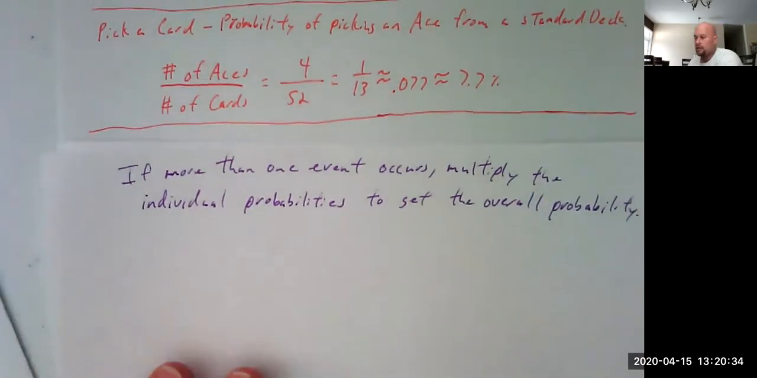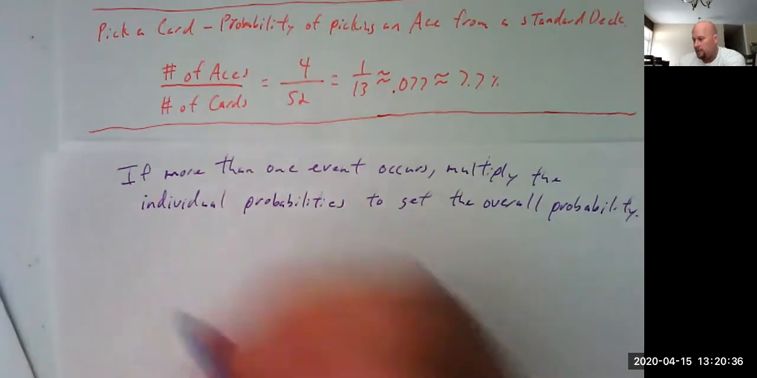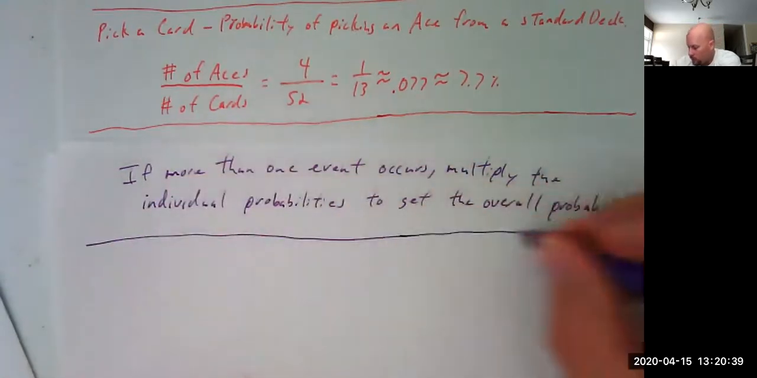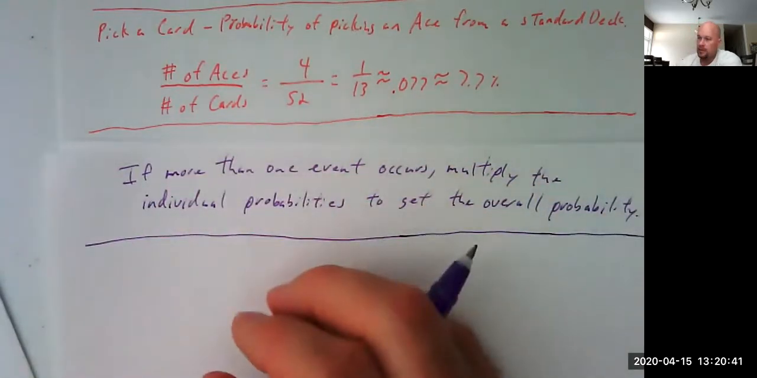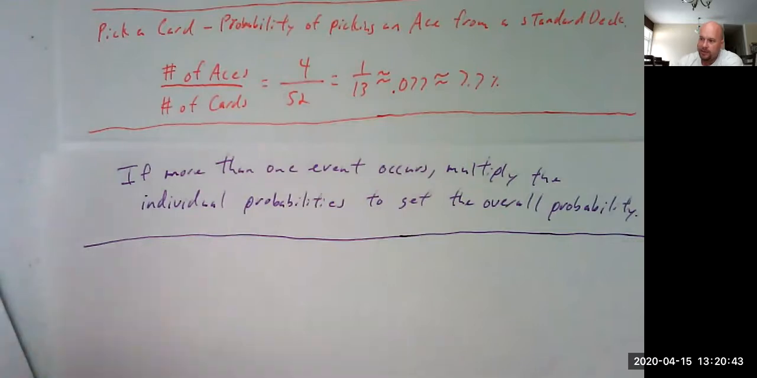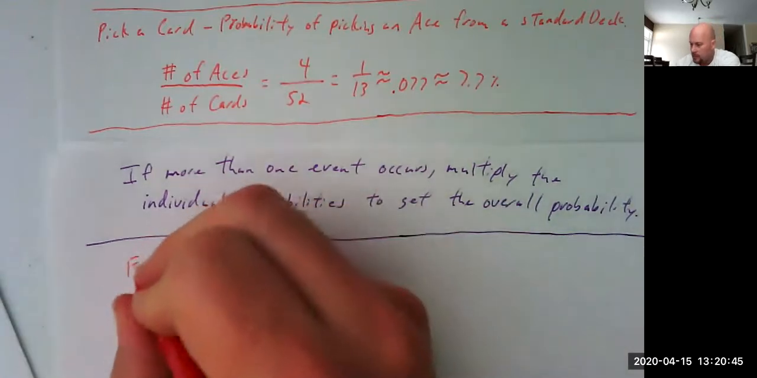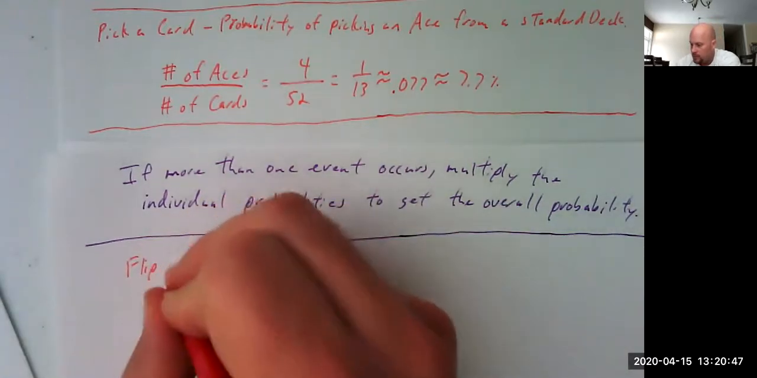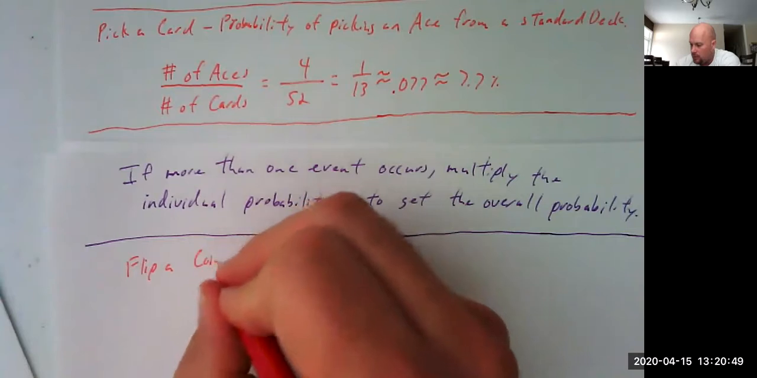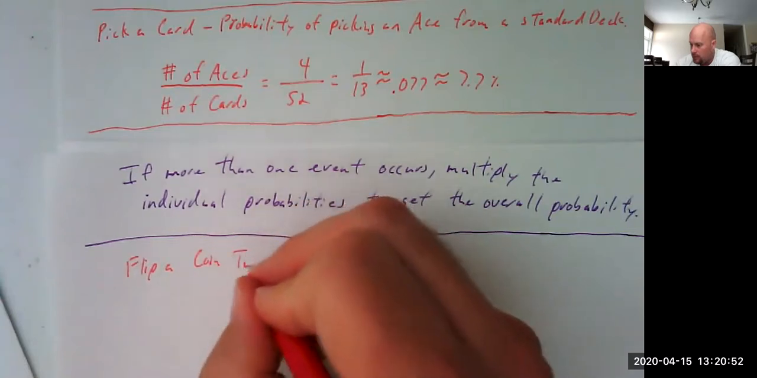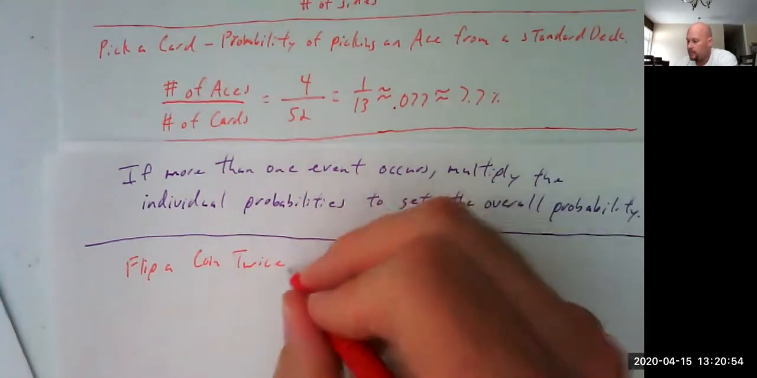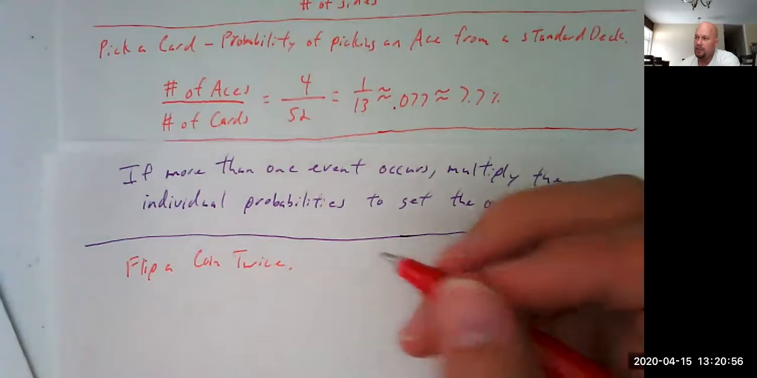So let's go back to a coin flip. If you were flipping a coin more than once, so what's the probability? Flip a coin twice. What's the probability of getting heads both times?